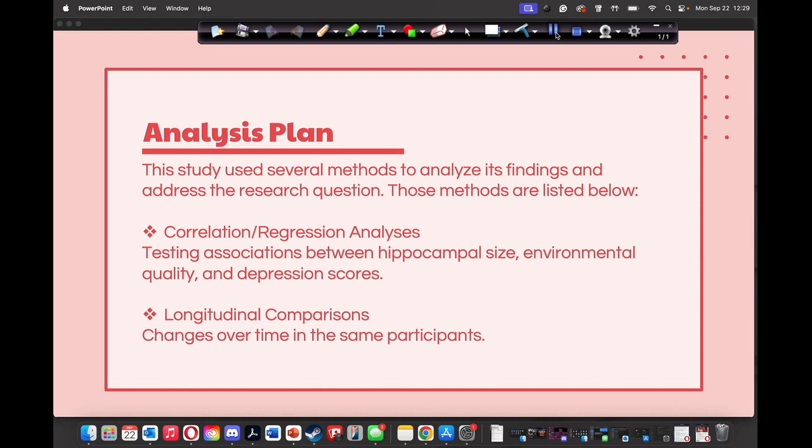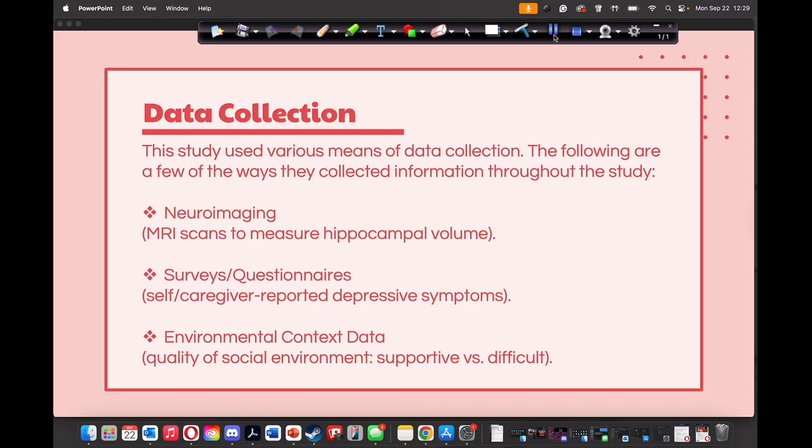Testing associations between hippocampal size, environmental quality, and depression scores, and longitudinal comparisons. Sorry, I'm a bit sick. Changes over time in the same participants. And onwards to how they collect the data?